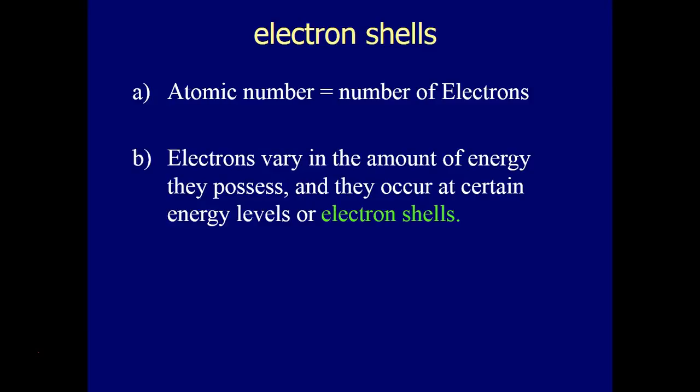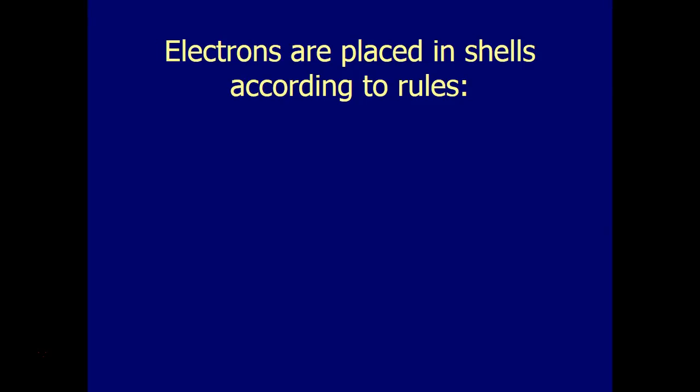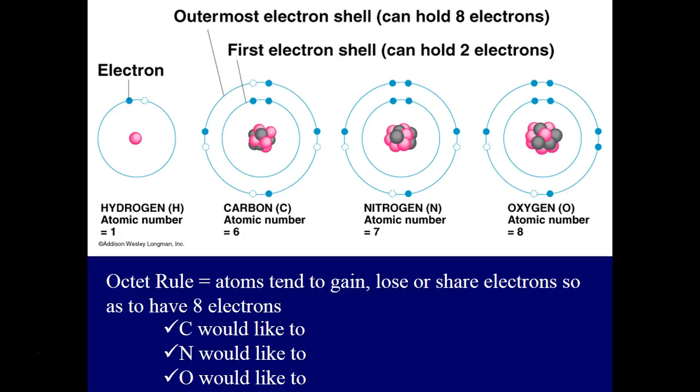number of protons. Electrons vary in the amount of energy they possess, and they occur at certain energy levels, or what we call electron shells. And these shells determine how an atom behaves when it encounters or interacts with other atoms. They're placed in shells according to rules. The first shell holds up to 2. Each shell thereafter can hold up to 8.